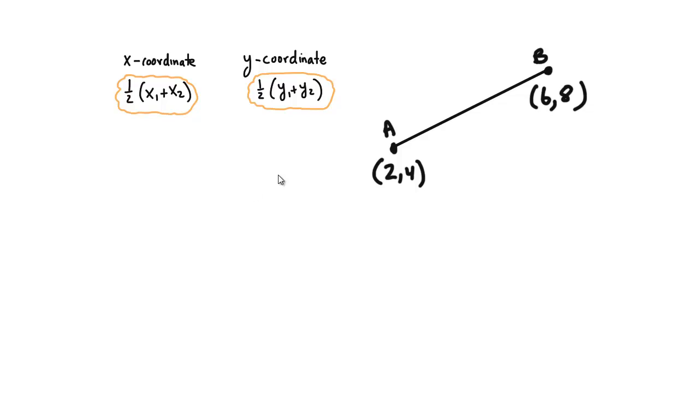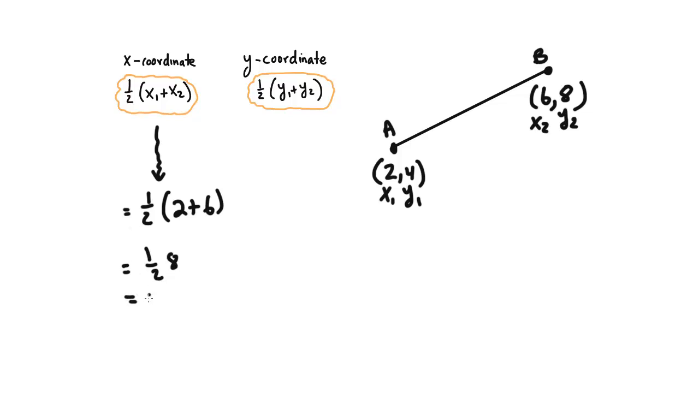Let's complete an example. We have this line segment AB. A is located at 2, 4, so this would be x1 and y1, and B is located at 6, 8, so this would be x2, y2. Using the x coordinate formula, we'll take the two x's and add them up, which will be 2 plus 6, and we halve that. So this is equal to half of 8, which is 4.